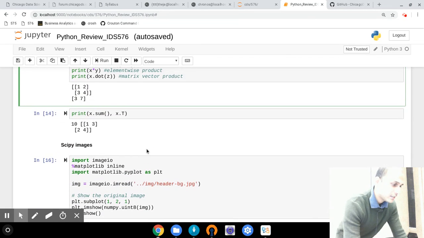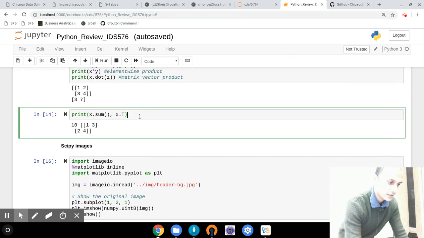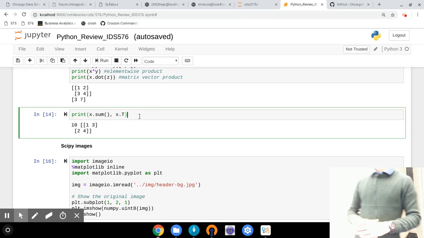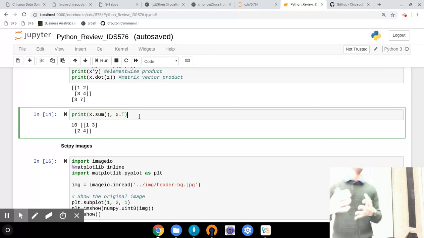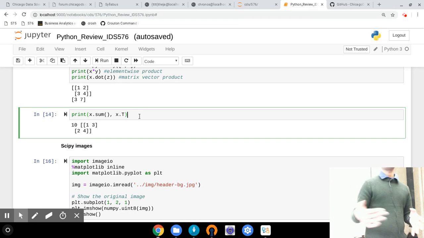You also have some additional functions, like sum. x dot sum would sum all the entries of that matrix, and x dot t would be the transpose of that matrix. Okay.